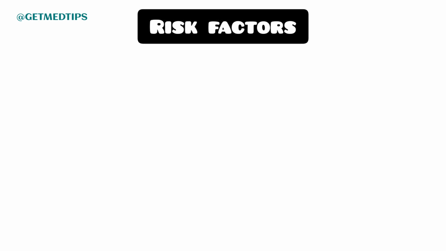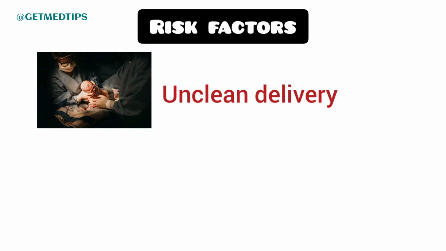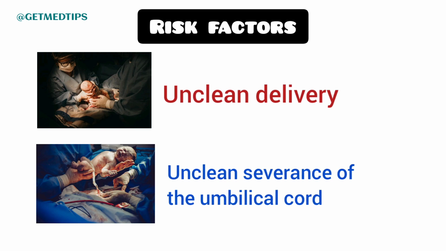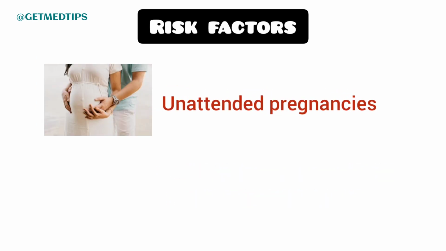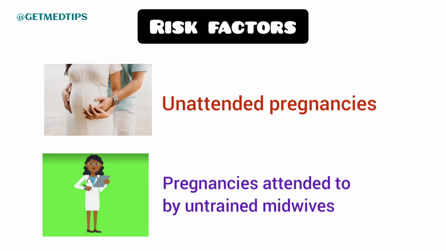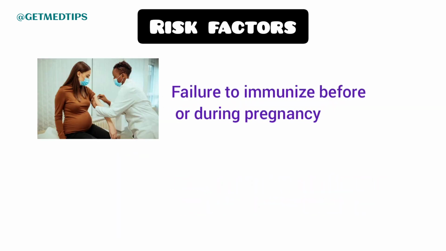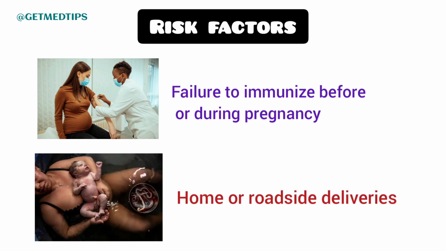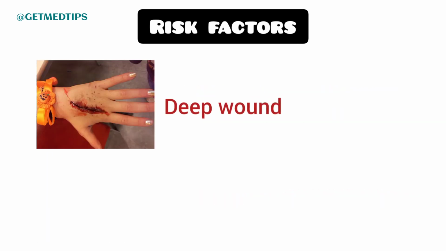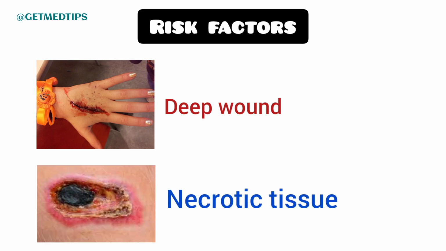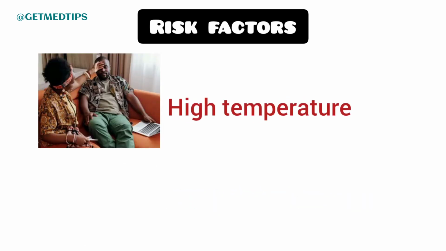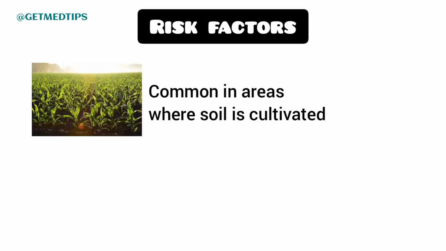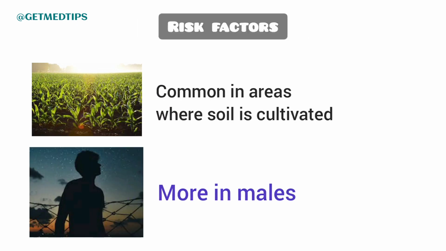Risk factors of tetanus. Unclean delivery, unclean severance of the umbilical cord, unattended pregnancies, pregnancies attended to by untrained midwives, failure to immunize before or during pregnancy, home or roadside deliveries, deep wounds, for example punctured wounds, abrasions or lacerations, necrotic tissue, high temperatures, high humidity, common in areas where soil is cultivated and more in males.